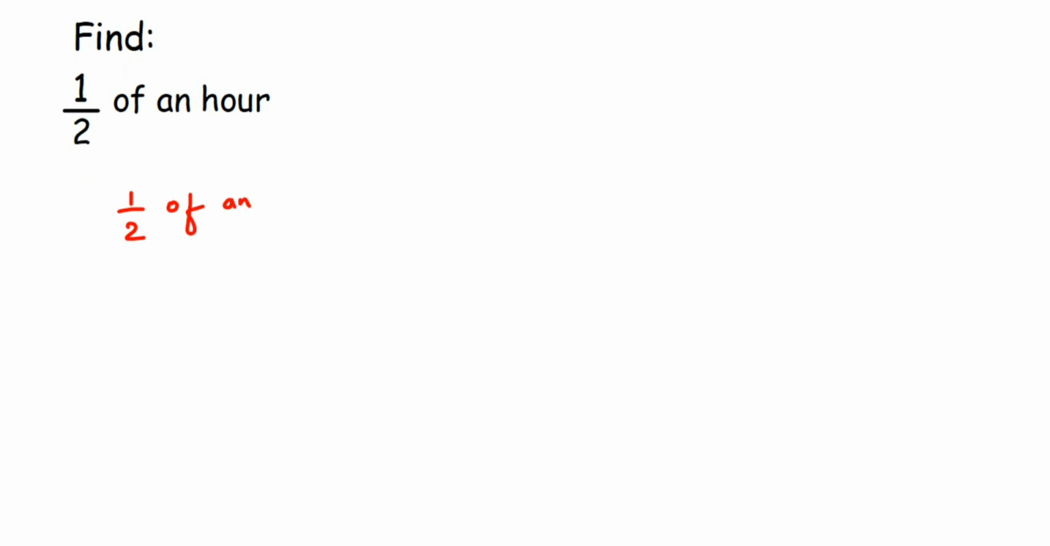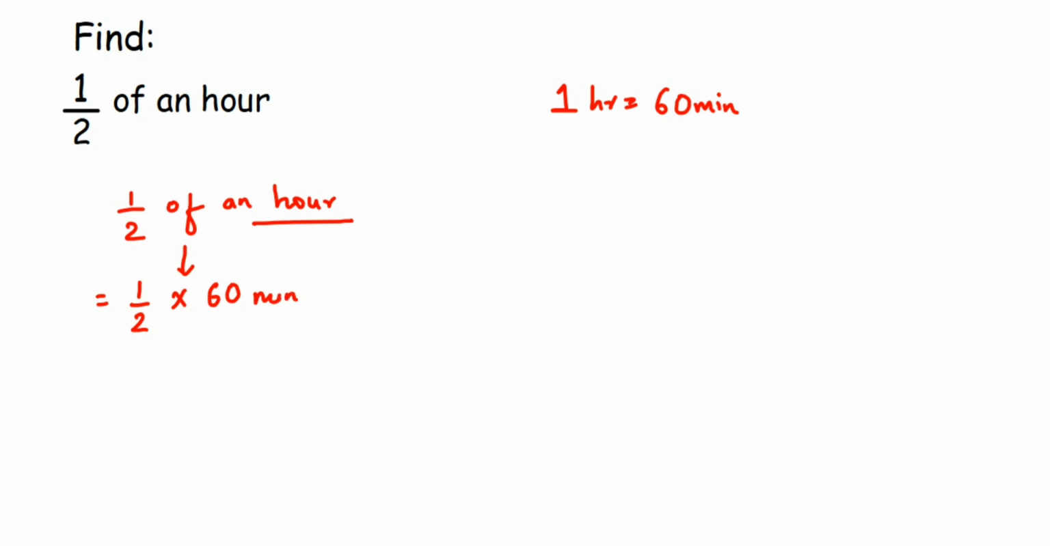So how many minutes are there in 1 hour? We know that 1 hour is equal to 60 minutes. So in place of hour, we're going to put 60 minutes there. So this is 1 by 2. Of means we have to put a multiplication sign, and in place of hour we're going to write 60 minutes, right? Now we're going to cancel this.